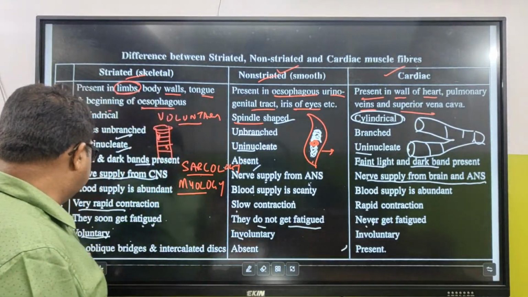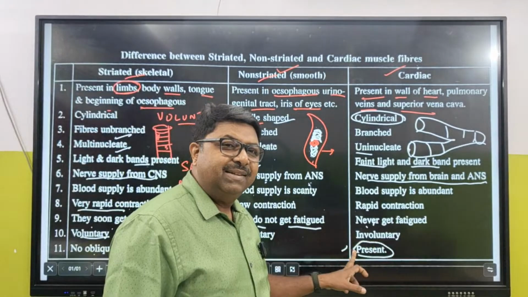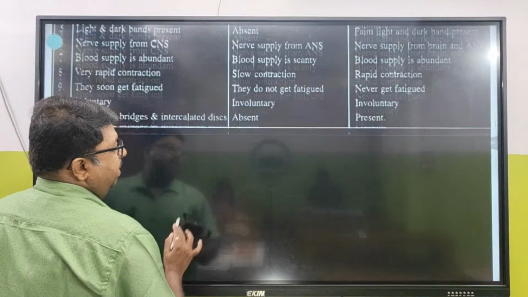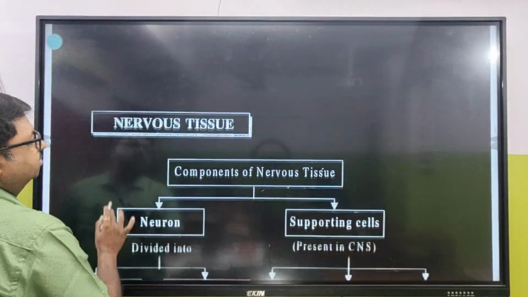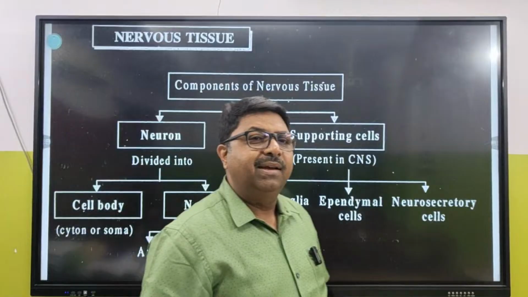Involuntary, and no oblique bridges, and intercalated disc absent. See, intercalated disc is present inside cardiac muscles. So this is very important about muscles. In this chapter, this is the part of the muscles that we are going to study. The rest we are going to study in locomotion and movement.